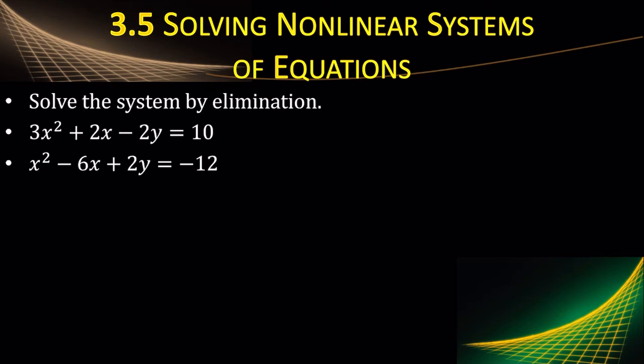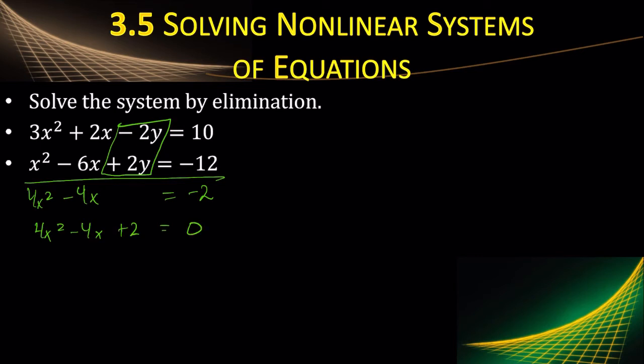We could also solve by elimination, maybe. So if we do elimination, you have to eliminate all of one variable. So we have to eliminate all the x's or all the y's. So I notice here that this is set up, we could just add and eliminate the y's. If I do that, I'll have 4x squared minus 4x equals negative 2. Well, that's quadratic, so we know how to solve that. Let's make it equal to 0. So add 2 to make it equal to 0.